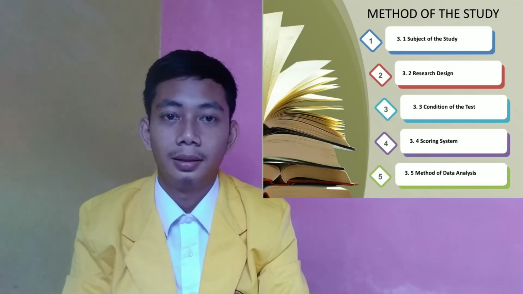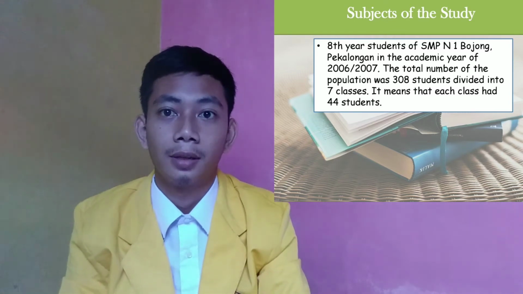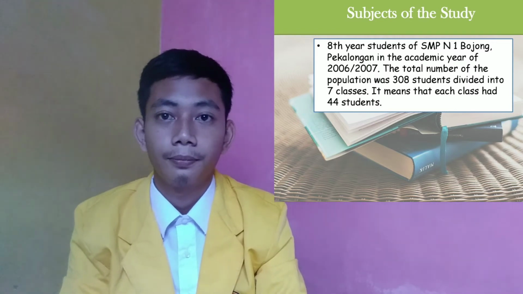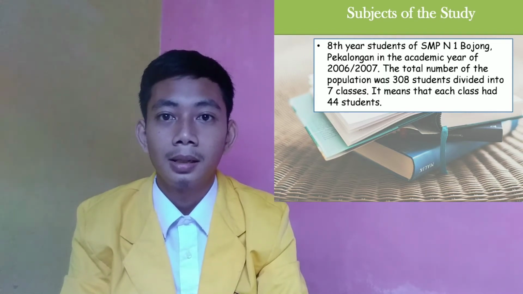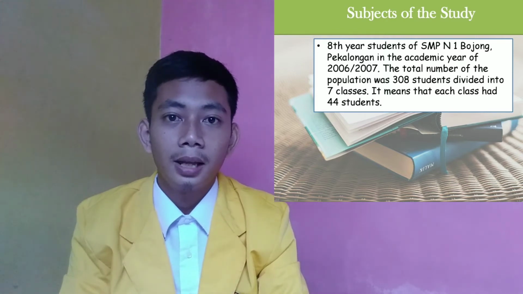Chapter 3. In this chapter, we find 5 focuses on the method of the study. First, we talk about subjects of the study. The population of the study was the 8th-year students of SMPN 1 Bojong Pekalongan in the academic year of 2006-2007. The total number of the population was 308 students divided into 7 classes. It means that each class had 44 students. The reason for choosing the 8th-year students was because there was an English-speaking extracurricular activity.